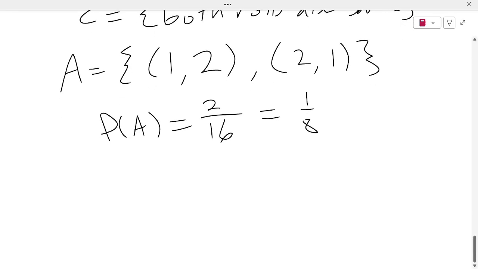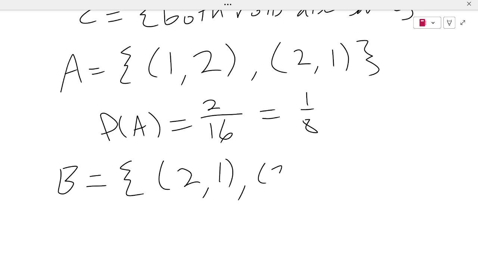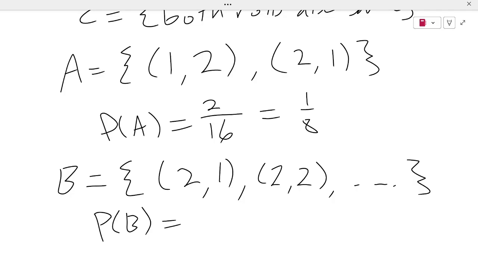Okay, let's do B. So B says that the first roll is a 2. Well, there's only 4 different ways to do that, because the first roll has to be a 2, so we're set in stone on that one. The second roll could be whatever, so we'll account for all those. I'm not going to write everything out, but there should be 4 different options, right? 2, 1; 2, 2; 2, 3; 2, 4. So what is its probability? Well, it's 4 mutually exclusive elementary events, so we're going to add them all together. And so that should be 4 over 16, or in this case, 1 over 4.